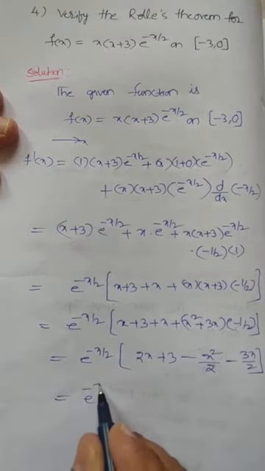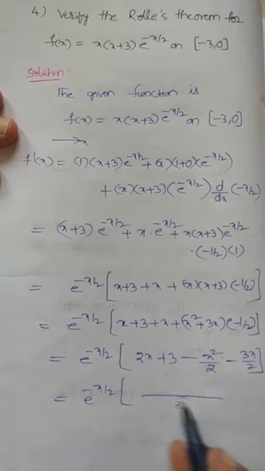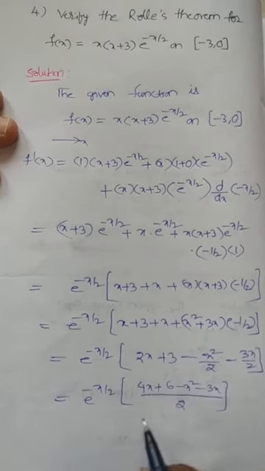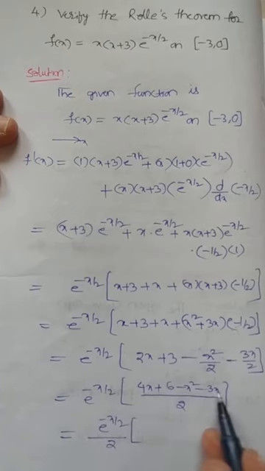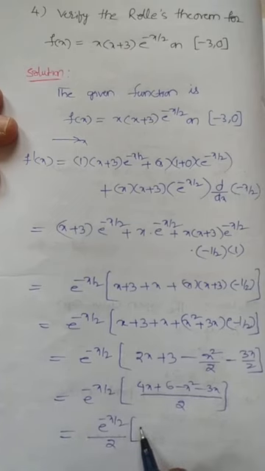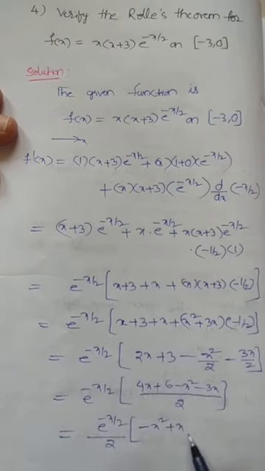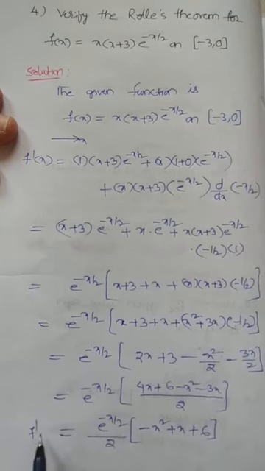Now e power minus x by 2, here the LCM is what now? 2 is the LCM. So it is what? 4x plus 6 minus x square minus 3x. So here e power minus x by 2 by 2. So remains what here? Minus x square plus x plus 6. So what is this? f dash of x I got here.